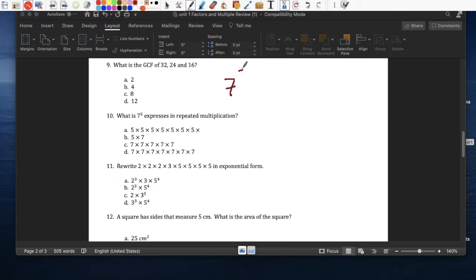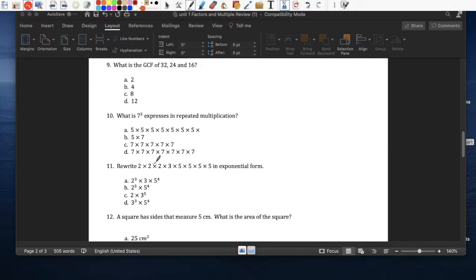7 to the 5th power. How do we use that? Using repeated multiplication. So 7 to the 5th power is 7 times 7 times 7 times 7 times 7. Do you see any of that there? Yeah, looks like letter C, right? That was a silly question.